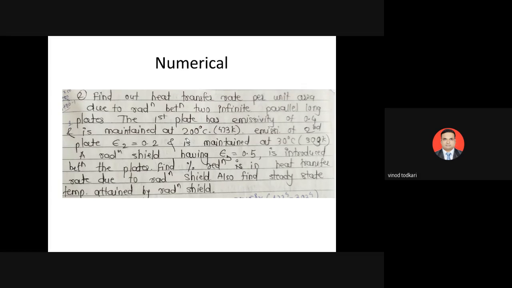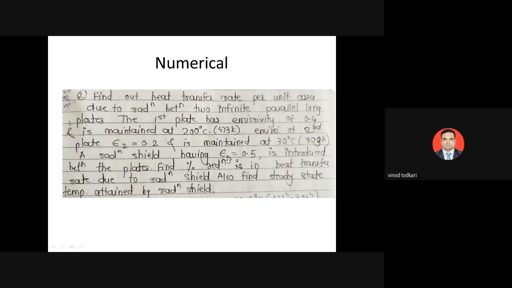In radiation, if you take temperatures in degrees Celsius, your answers will go wrong because radiation is governed by Stefan Boltzmann's law, which focuses on absolute temperature, not on temperatures in degrees Celsius. Okay, so we have to convert that temperature into Kelvin. And the emissivity of second plate is epsilon 2, that is given. The second plate is maintained at 30 degrees Celsius. 30 degrees Celsius means 303 Kelvin. So T2 is given. Now, emissivity of the shield is given. A radiation shield having emissivity 0.5 is introduced in between. So epsilon 3 is given.